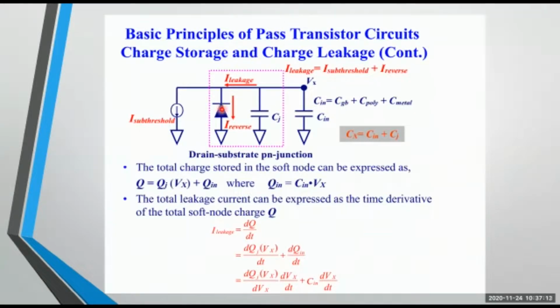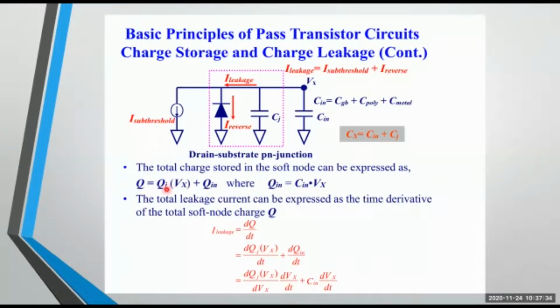And this is a continuation of that one. If I need the total charge which is stored in the soft node at this particular Vx, that can be expressed as Q equal to Qj(Vx) plus Qin. Qin is nothing else but the input charge of the next stage inverters which we have connected in the previous slides. We have seen that one.